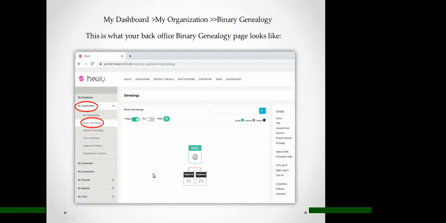Okay. And then over here on the left, there's your dashboard. Here it says My Organization. When you click on that, the drop-down menu has subheadings, and one of them is binary genealogy. Now you would think that since we're looking at a tree, genealogy would be the graph. It's not. It's the binary genealogy. And so when you click on that, this is what you see. So again, this can be a little bit confusing, especially if people have not done multi-level before, but hopefully these slides will give you some insight.